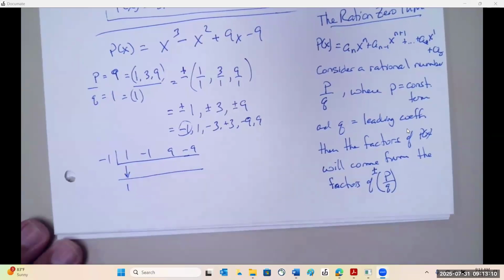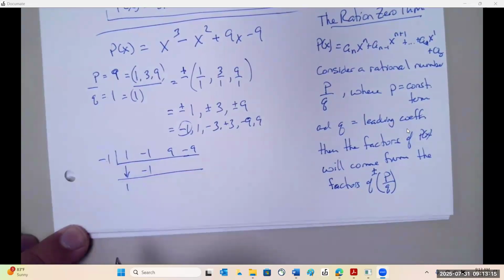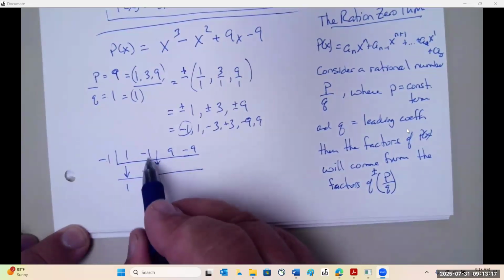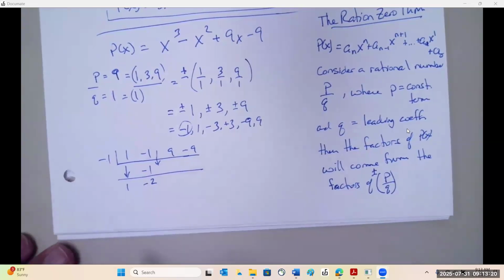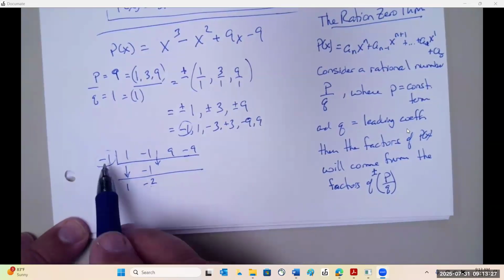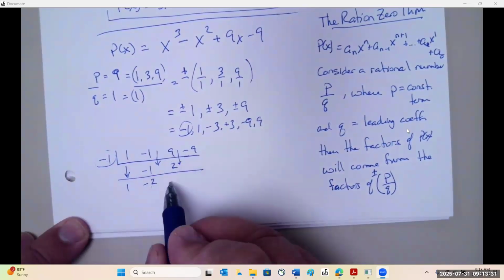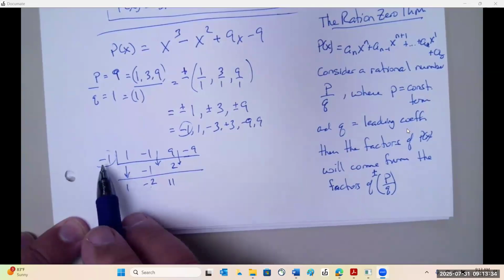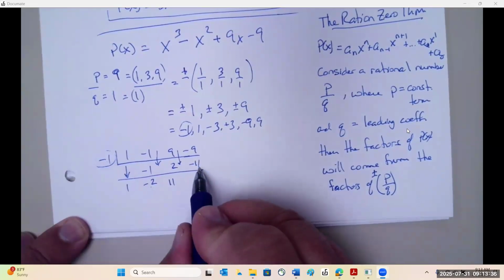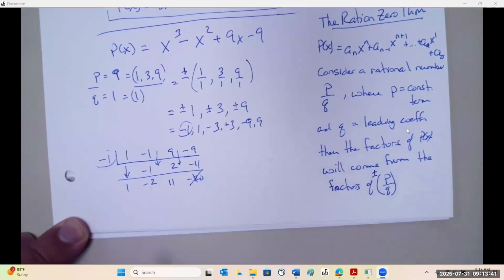Bring down the first term. -1 times 1 is -1. Add straight down. -1, -1 is -2. Multiply this number times the bottom number. So -1 times -2 is 2. Add straight down, that makes it 11. Repeat, -1 times 11 is -11. This makes it -20. It's not 0, so -1 is not an answer.